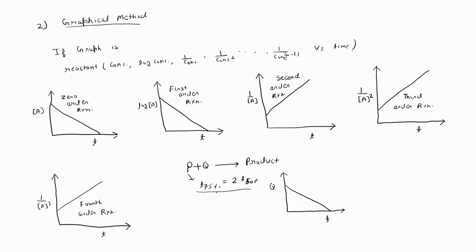But T75 is 2 times T half, it means it is a first order reaction, first order with respect to P. And for Q, we have a graph of concentration of Q with respect to time, it means we have zero order with respect to Q. So the total order of reaction will be 1 plus 0, that is 1. So the total order of reaction for this equation is 1. So that is how we can solve questions related to the graphical method.